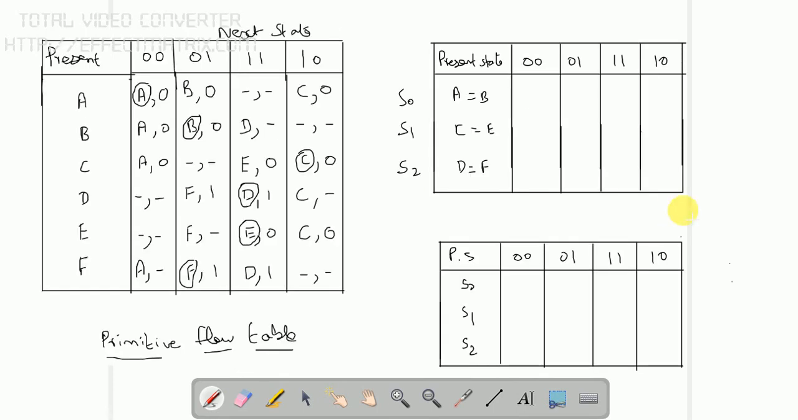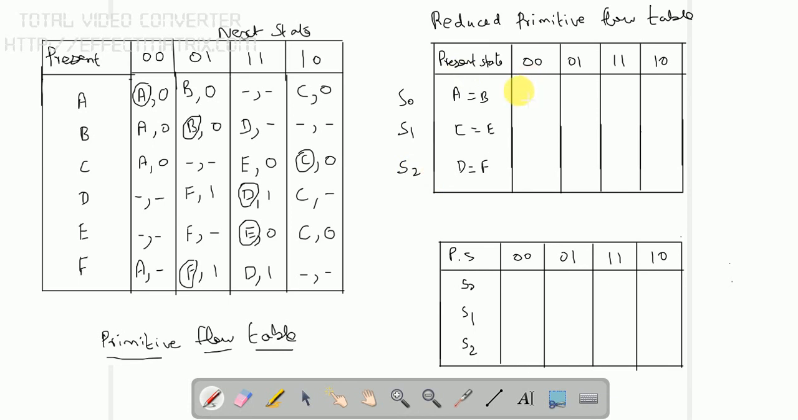In the next step, I'm going to draw the tabulation of the reduced primitive flow table. Using the merge graph, I have equated A is equal to B, C is equal to E, and D is equal to F. So I'm going to take A and B as S0, C and E as S1, and D and F as S2.